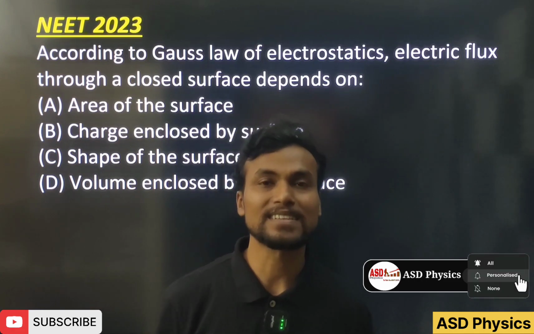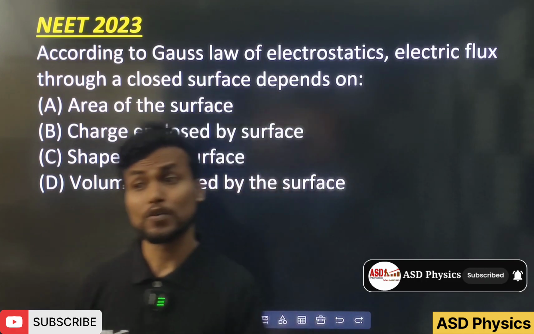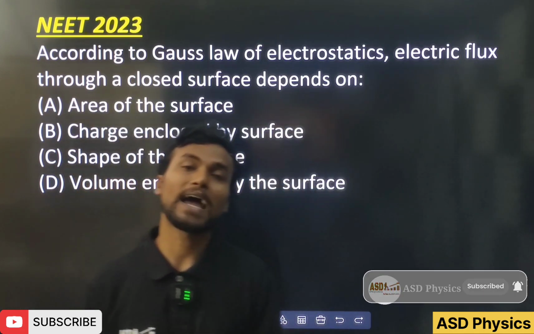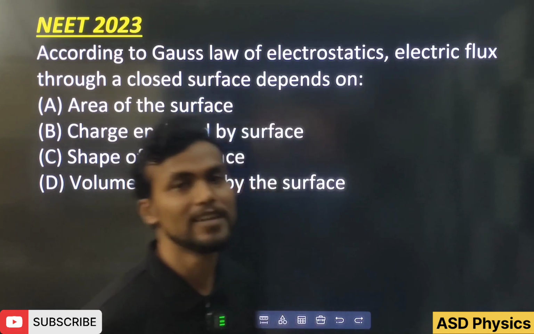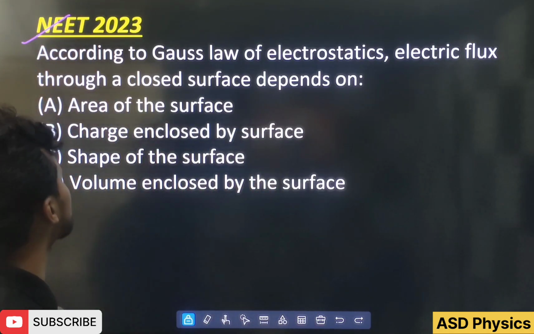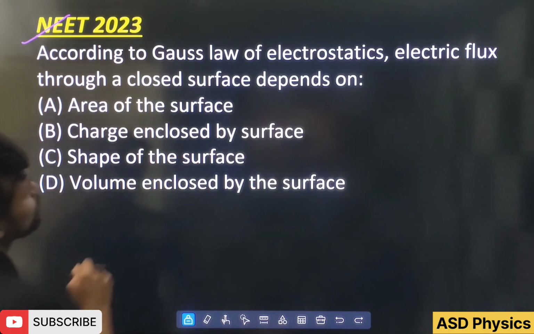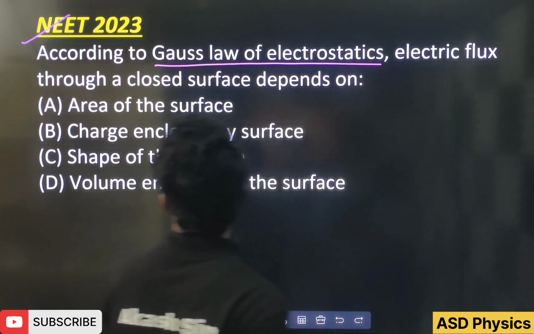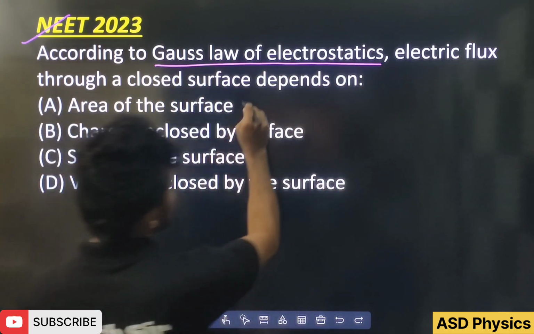So students, in this class we are going to learn about the questions of electric flux and the applications of the Gauss law. Okay, so let's start the video. So students, the NEET 2023 question is that, let's see through. According to Gauss law of electrostatics, electric flux through a closed surface depends on.